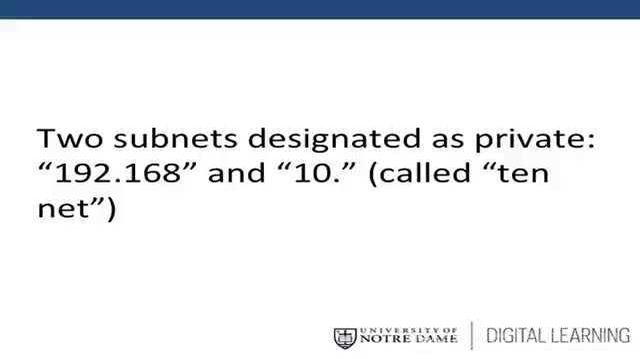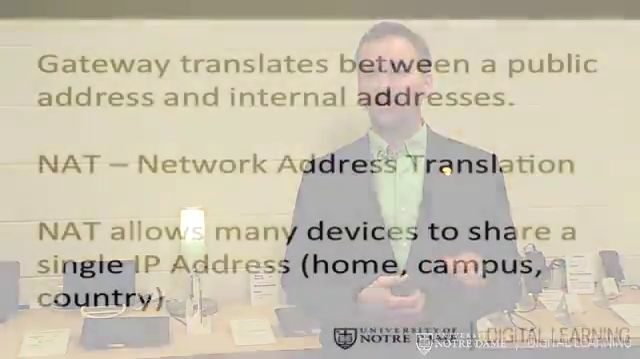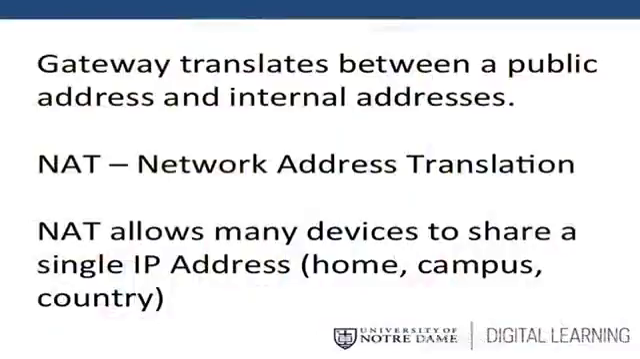192.168.star and 10.star, also called 192.168.net or 10.net. A private address is not actually publicly routable, so you couldn't send something out in the global internet towards that. But a gateway can take that particular address and translate it, or the T in NAT, between a single public address that I share and the internal private addresses.